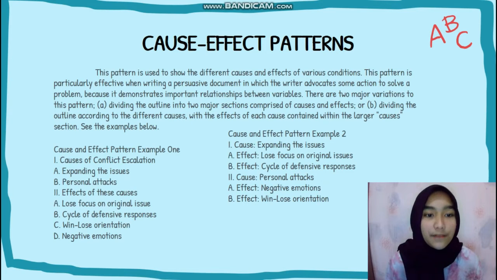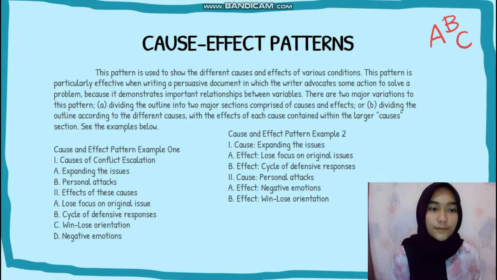Cause and effect pattern example 1. 1. Causes of conflict escalation. A. Expanding the issues. B. Personal attacks. 2. Effects of these causes. A. Lose focus on original issue. B. Cycle of defensive responses. C. Win-lose orientation. And D. Negative emotions.